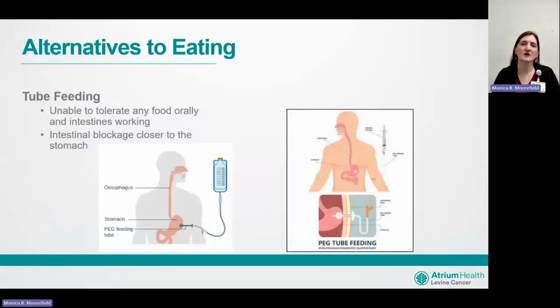And then if you are not able to tolerate anything by mouth, and you have an intestinal blockage that's located closer to your stomach or in your stomach, or you have a stomach blockage, you're not able to tolerate food orally, then it is possible that you could get a feeding tube placed past your stomach, past the obstruction, if it's up close to your stomach, and then get nutrition that way.